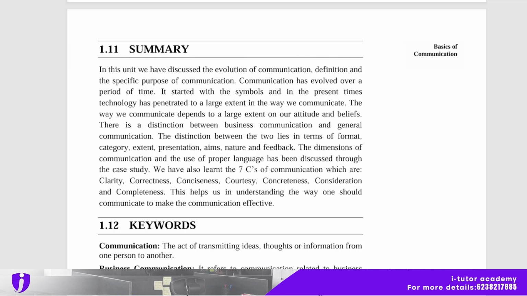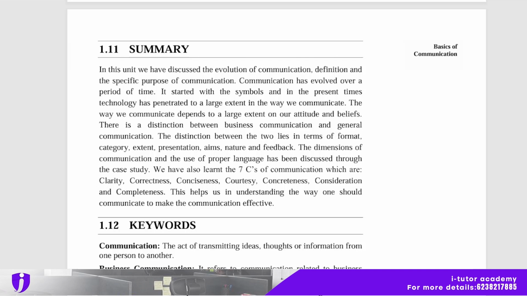Communication has evolved over a period of time. It started with the symbols, and in the present time, technology has penetrated to a large extent in the way we communicate. The way we communicate depends to a large extent on our attitude and beliefs. There is a distinction between business communication and general communication. The distinction between the two lies in terms of format, category, extent, presentation, aims, nature and feedback.